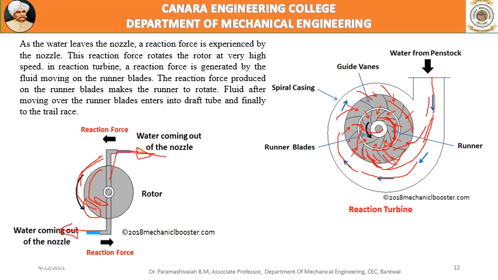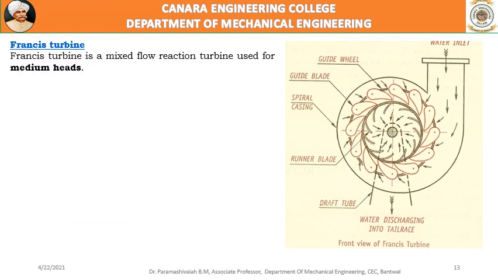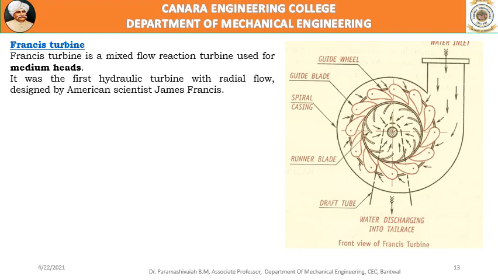I hope you understood. Okay, now we will consider the Francis turbine. Francis turbine is a mixed flow reaction turbine, used for medium heads. These are preferred when the head available is medium. It was the first hydraulic turbine with radial flow, designed by the American scientist James Francis. So this turbine is named after him.